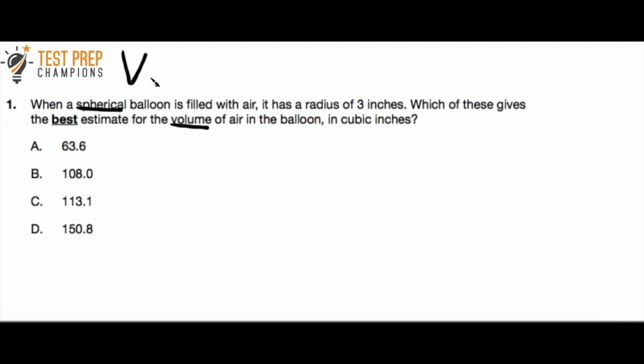So the volume of a sphere is given to us in this formula. So the volume of a sphere equals 4/3 pi r cubed. So what does this formula mean? Well, the formula, you can read it like this: 4/3 times pi times r raised to the 3rd power. So luckily we're told here that the radius is equal to 3 inches. So we can say that r equals 3.